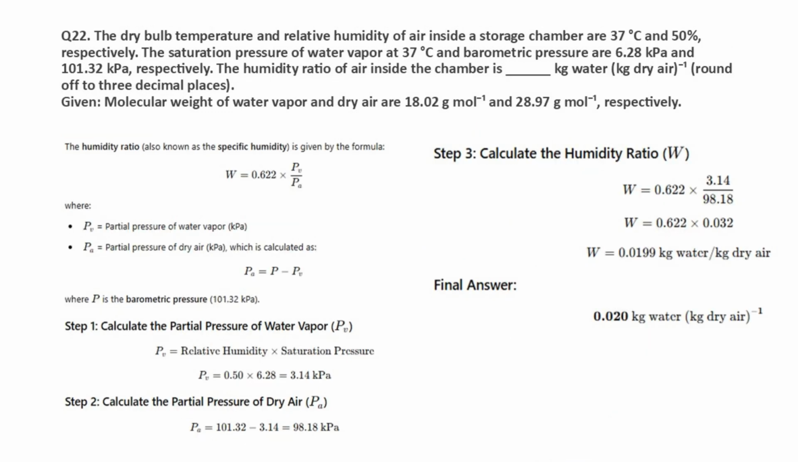This question is from the psychrometry topic. To calculate the humidity ratio, first, determine the partial pressure of water vapor by multiplying the given relative humidity with the saturation pressure. Next, find the partial pressure of dry air by subtracting the water vapor pressure from the total barometric pressure. Finally, use these values to compute the humidity ratio, which represents the amount of water vapor per unit mass of dry air.